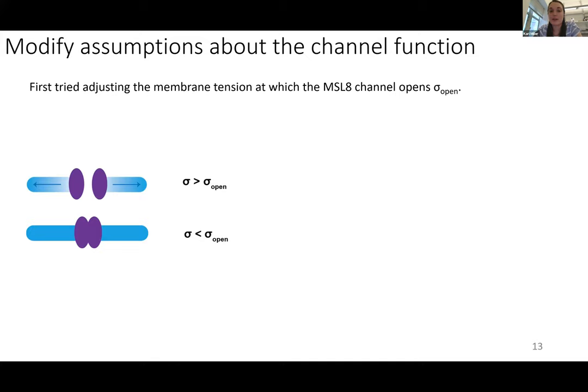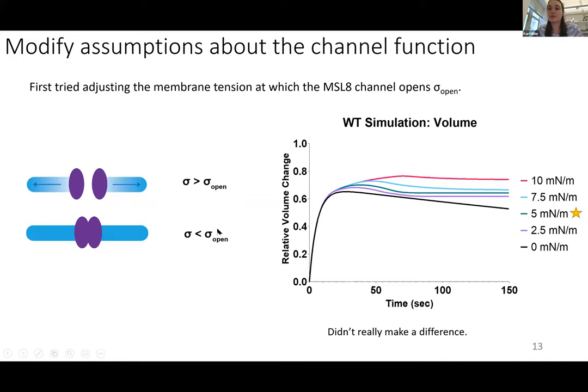So just a reminder about how the MSL8 channel assumptions are working in the model. The channel opens when the tension rises above the opening threshold, and then it will close when the tension drops back below that opening threshold again. So if we change this opening threshold, this is the result that we get at varying opening thresholds. So 5 millinewtons per meter is the one that we normally use. It's this green line here. You can see that it doesn't really make too much of a difference. It just kind of moves it up and down. You get too low and you really get an overshoot. So that's like a constitutively open channel. And too high, it starts to look really weird with a sharp point. So we kind of wrote this off as probably not a simple fix. It's not just a parameter value issue that we're having here.